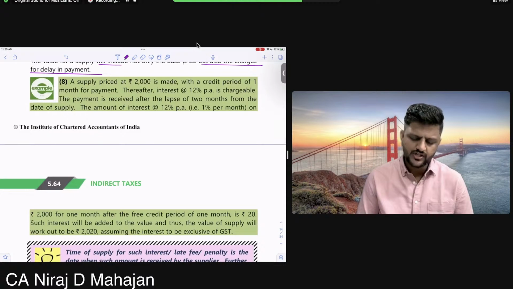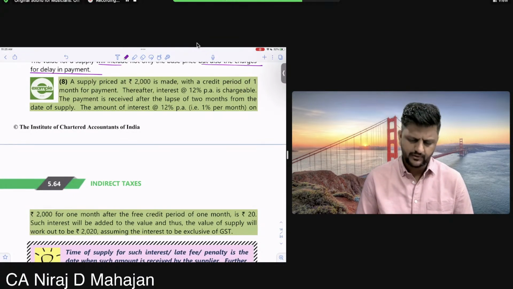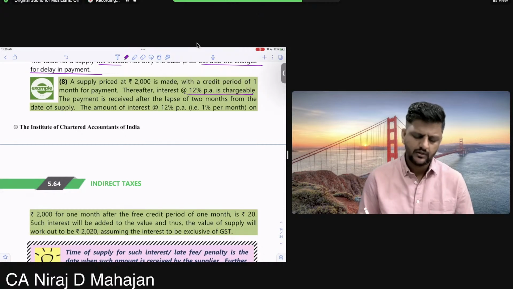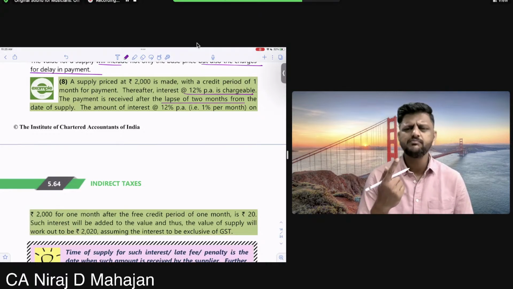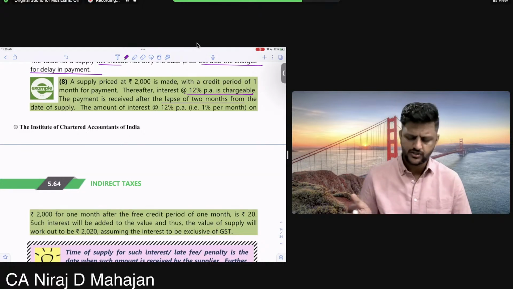A supply priced at 2000 is made with a credit period of 1 month for payment. Thereafter, interest of 12% per annum is chargeable. The payment is received after a lapse of 2 months from the date of supply. So 1 month's interest will be applicable. Payment is received after 2 months, credit period was 1 month, so 1 month's interest is charged.